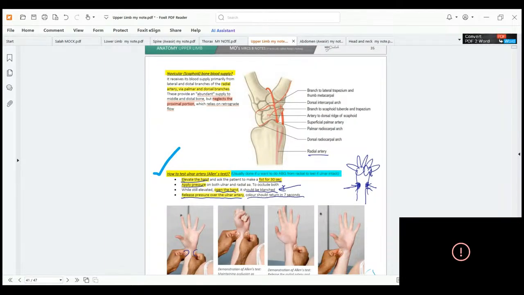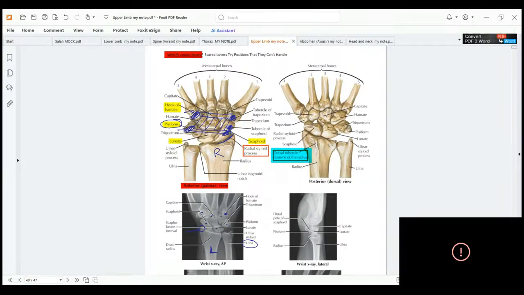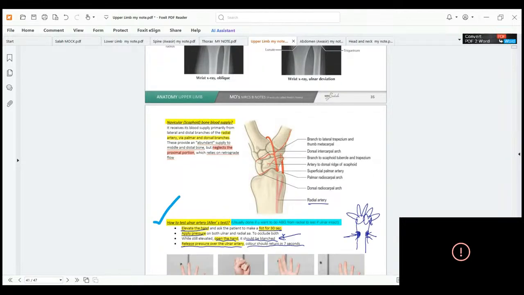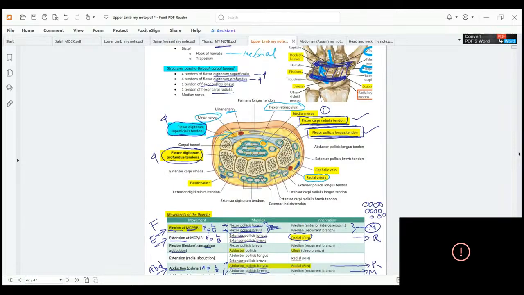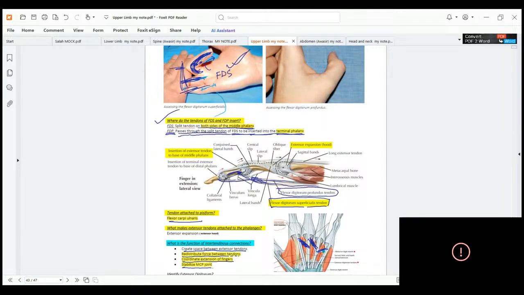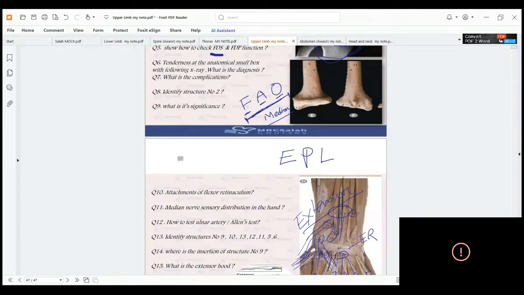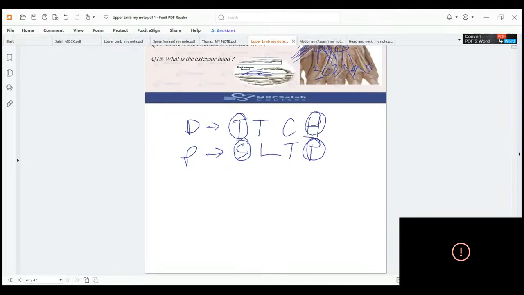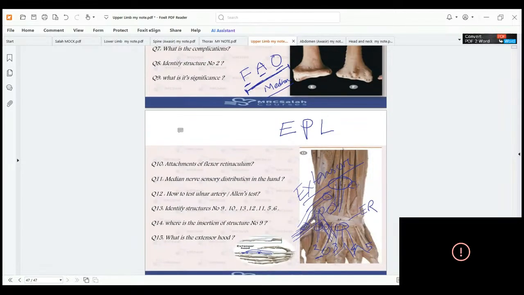This is Guyon's canal, right? Radial artery. Allen's test. Okay, now thorax.